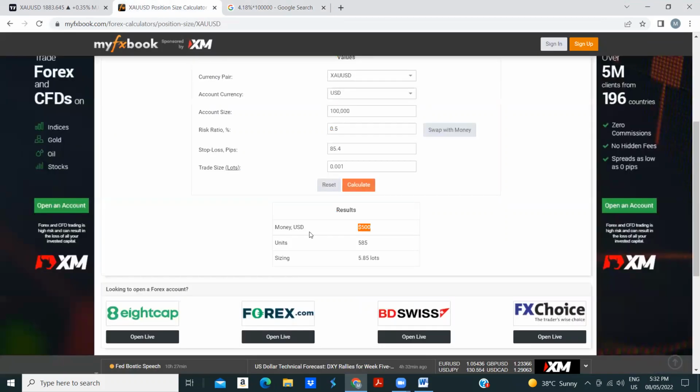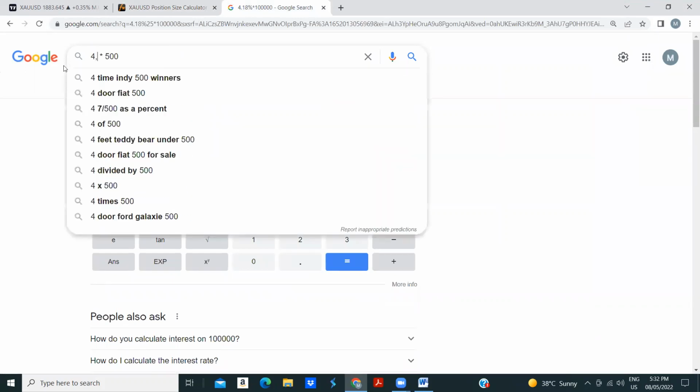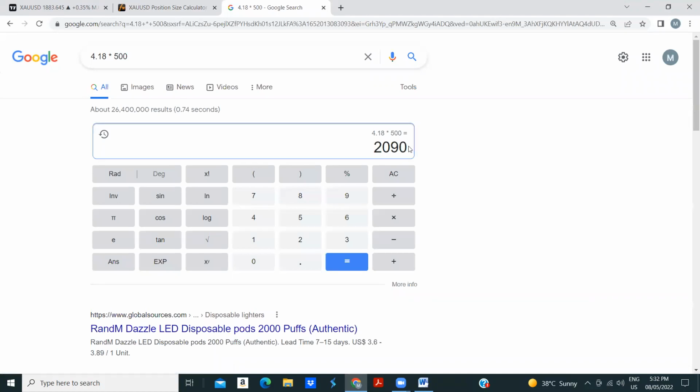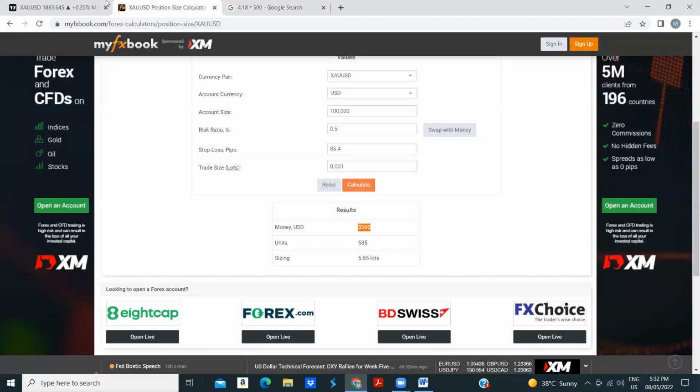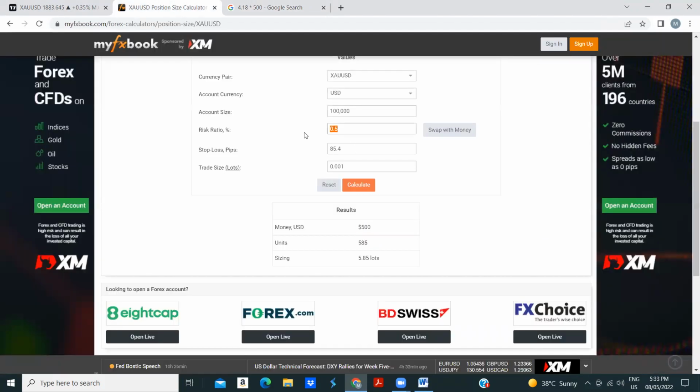500 is the amount you're going to make per 1% risk, right? So per 1% profit, you're going to be making 4.18 multiplied by 500. So 4.18 multiplied by 500, just the reward to risk ratio, 2090 would be your actual profit. But I told you it would be 4180, right? I calculated 4180 as the profit because it's 4 times. But what was my risk? My risk was 0.5%. So you divide by 2. The profit will be divided by 2 as well. Do you understand?